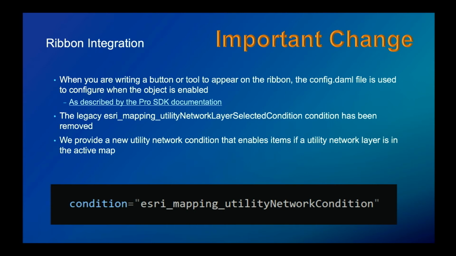So if your on button click code assumed that you had one of those two kinds of layers selected, you're not going to be happy, right? Bad things could happen. So go back to your code. We've added a new condition called esri_mapping_utilityNetworkCondition, and this is enabled every time there's a utility network in your map. Our users complained that they would have a map open and click on the background layer or a table or something, and you wouldn't see the utility network ribbon and everybody would be confused. So now that utility network ribbon is always there as long as you have a utility network in your map. So we recommend you change all your code to use this.